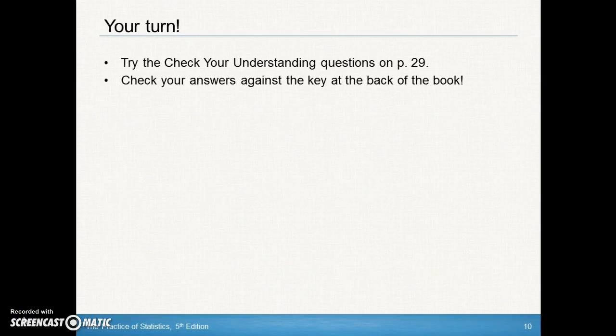So now, using what you learned in the video, try the Check Your Understanding questions from page 29 in your book and check your answers against the key at the back of the book. Pause the video right now and go ahead and do that.